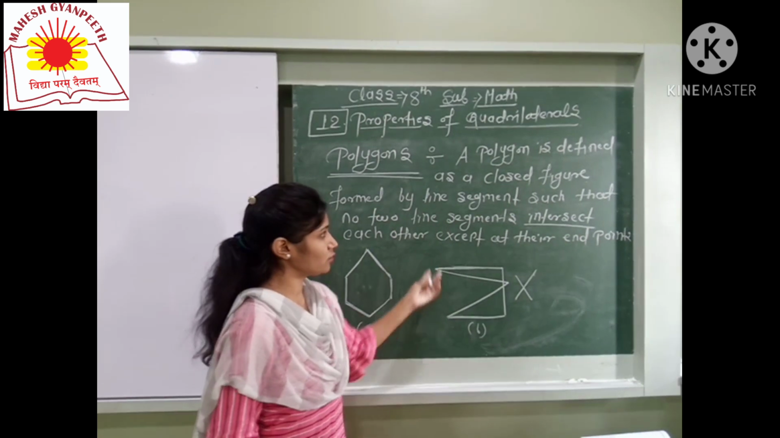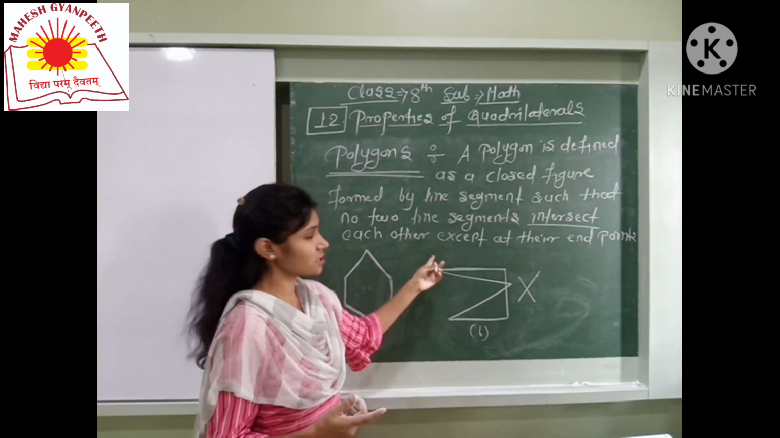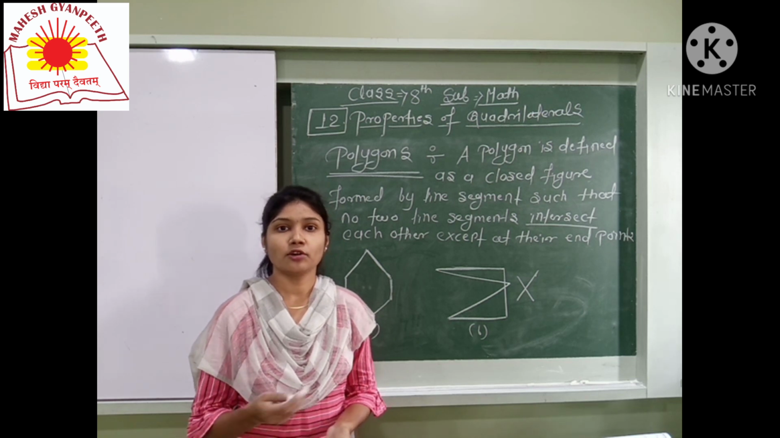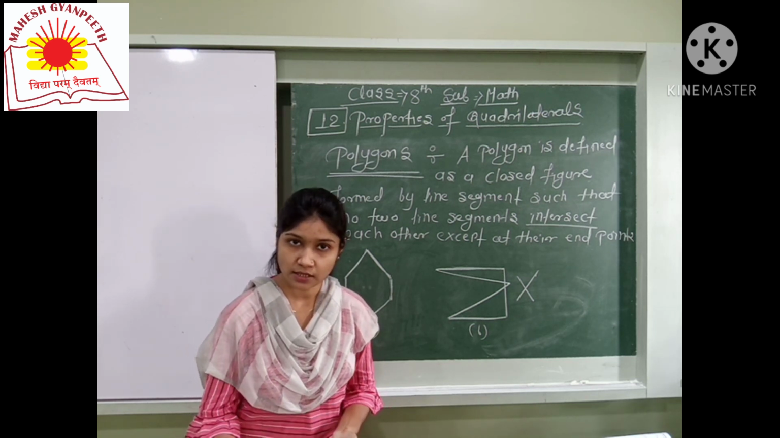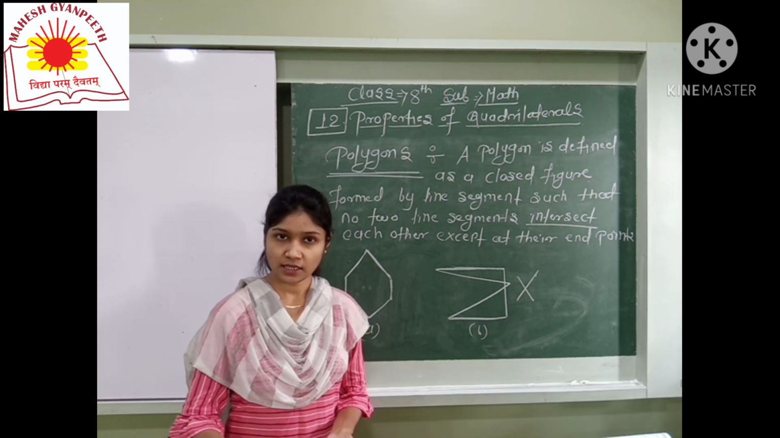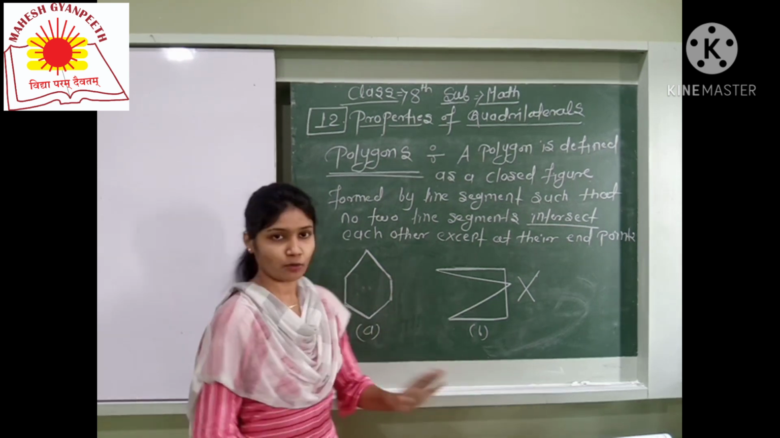Suppose you do not remember this definition. So what is the general definition of the polygon? Polygon means a simple closed figure formed by three or more line segments. Okay, so this is the definition of the polygon.